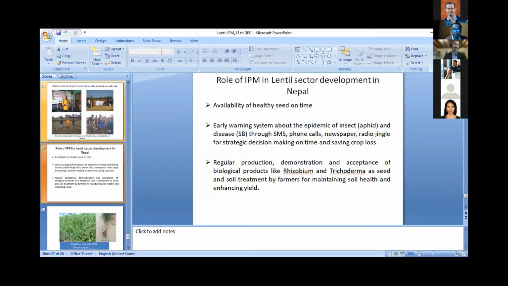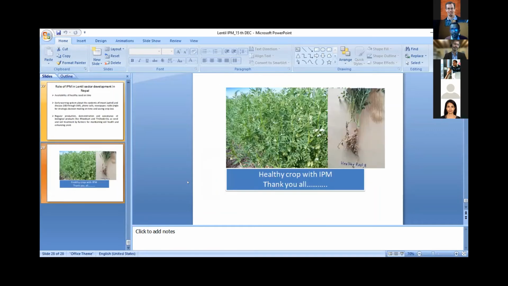This is availability of seed on time. An early warning system should be there to identify early epidemics of the disease, and there should be regular production, demonstration and acceptance of biological products like rhizobium and trichoderma as seed and soil treatment by farmers for maintaining soil and enhancing yield. And this is all about my presentation.